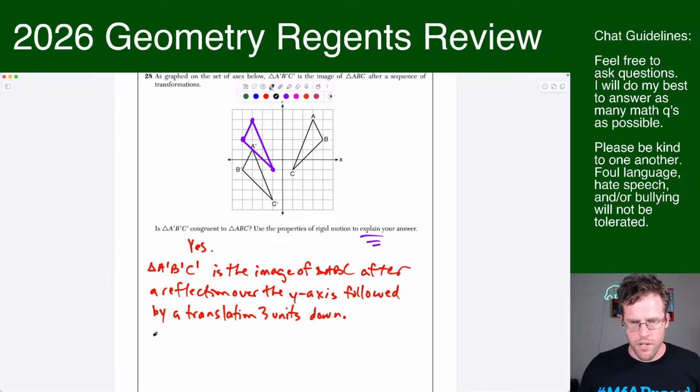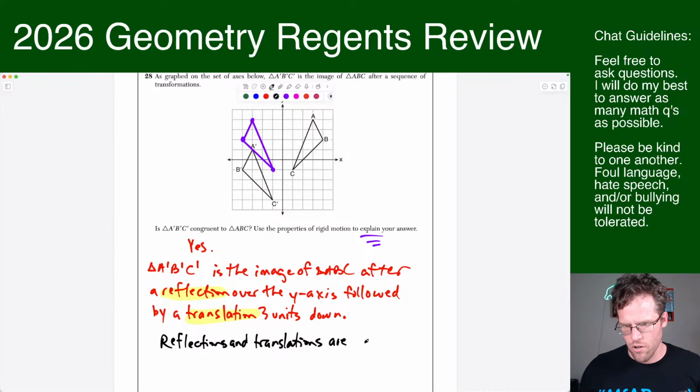So how do we know? A reflection and a translation, these two are rigid motions. You know what? I'm going to write this sentence a little bit differently. Reflections and translations are rigid motions, so distance and angle measure is preserved.